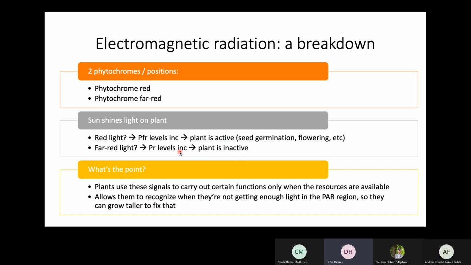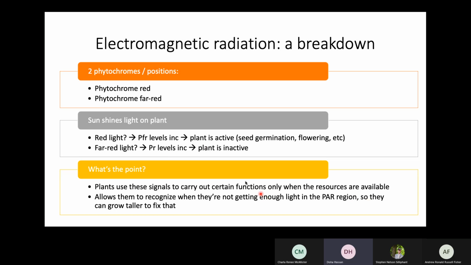So what is the point of all of this? Well, basically, plants can use these signals to carry out certain functions only when the resources are available. They don't want to start doing a bunch of things that are not necessary for survival if they don't even have enough resources to do that. It also allows them to recognize when they're not getting enough light in that PAR region. Do you remember the PAR region was the photosynthetically available radiation region? It's that series of wavelengths that the chlorophyll pigments are able to absorb.